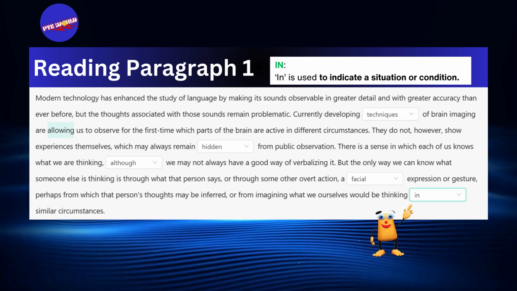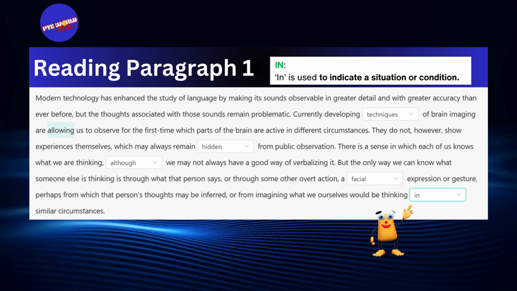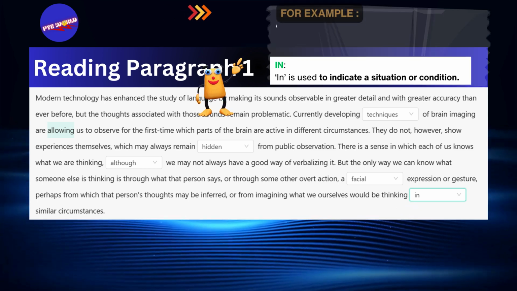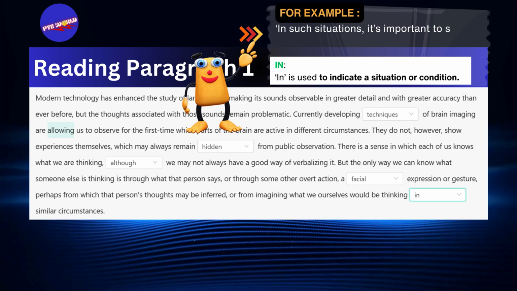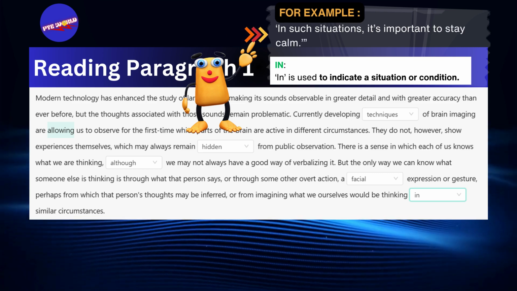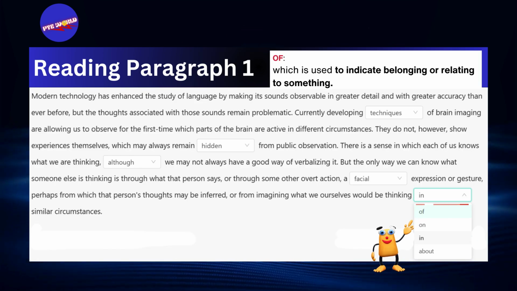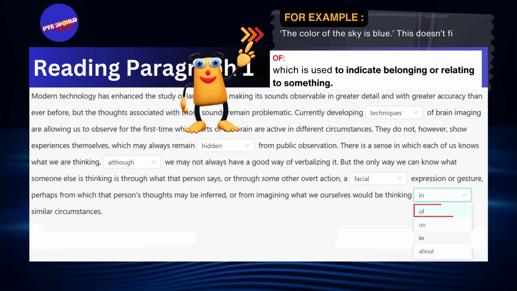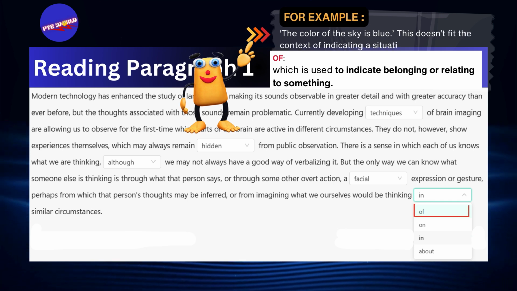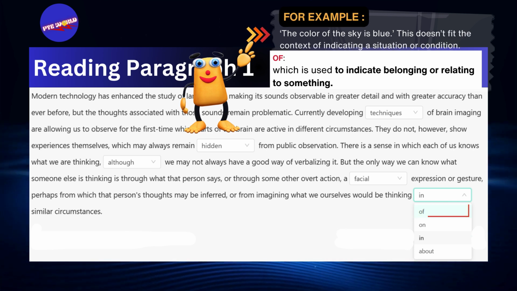In is used to indicate a situation or condition. For example, in such situations, it's important to stay calm. Why not the others? First is of, which is used to indicate belonging or relating to something. For example, the color of the sky is blue. This doesn't fit the context of indicating a situation or condition.